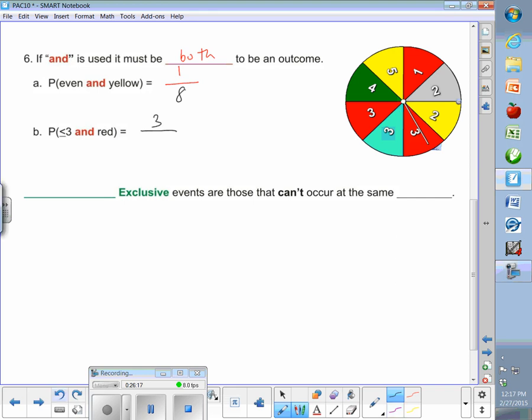Here, I'll do it the split way like I did before. Less than 3 and red. Okay, well, yeah, there's just no other way but to list it. So this red 3 is less than or equal to 3 and red, and so on, and so 3/8 is the probability. Okay? So again, that's what you're looking at. That's how you're doing these.